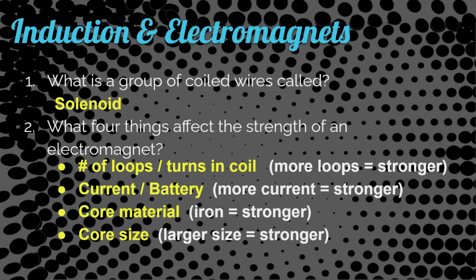The core material, iron's going to make the best core, but any ferromagnetic material, which means iron, cobalt, or nickel, will make a suitable core. And then the core size. The larger the size, the stronger that electromagnet will be.